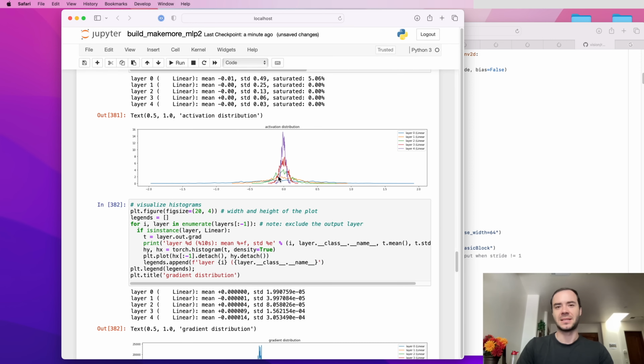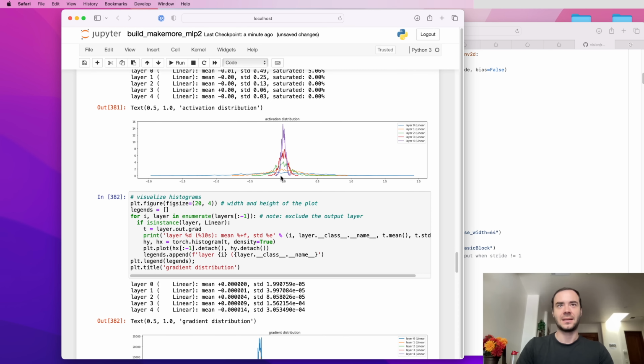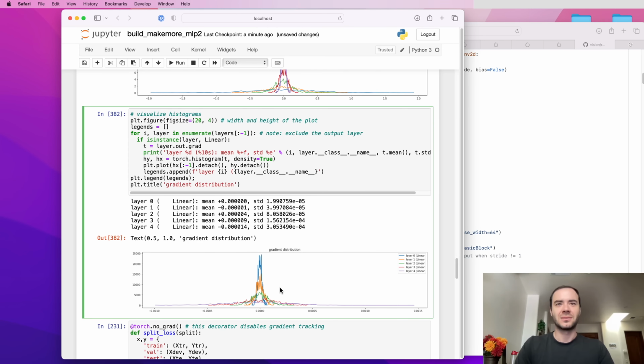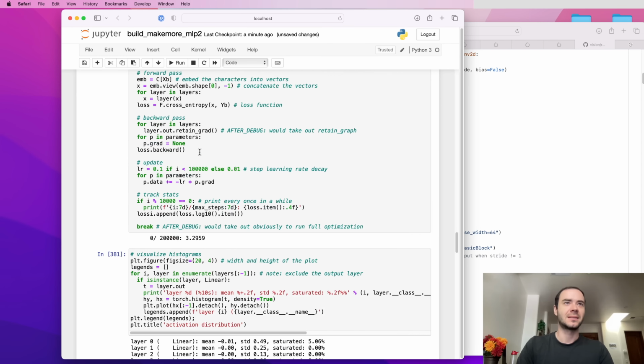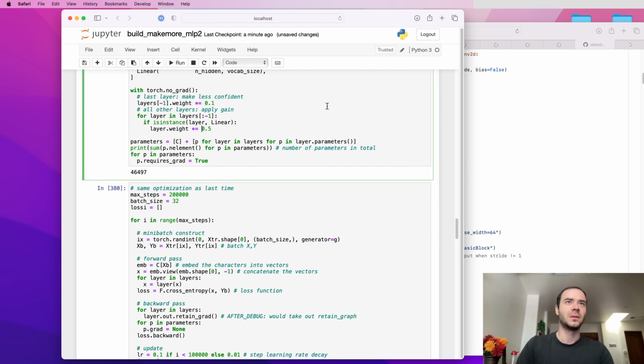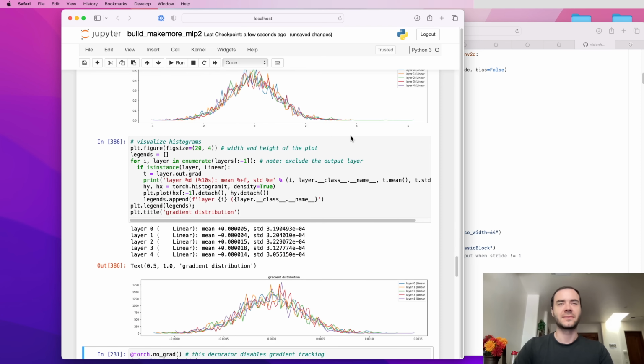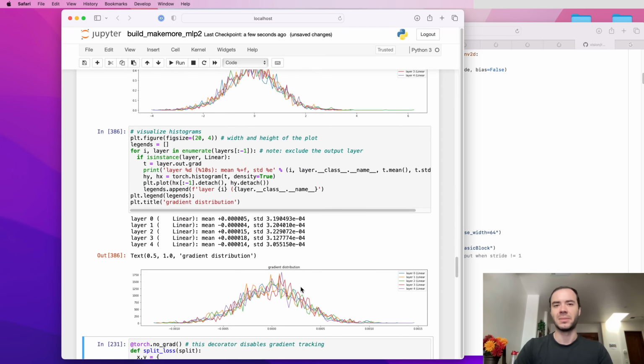So the opposite of that basically happens. Here we have a shrinking and a diffusion, depending on which direction you look at it from. And so certainly this is not what you want. And in this case, the correct setting of the gain is exactly 1, just like we're doing at initialization. And then we see that the statistics for the forward and the backward pass are well behaved.